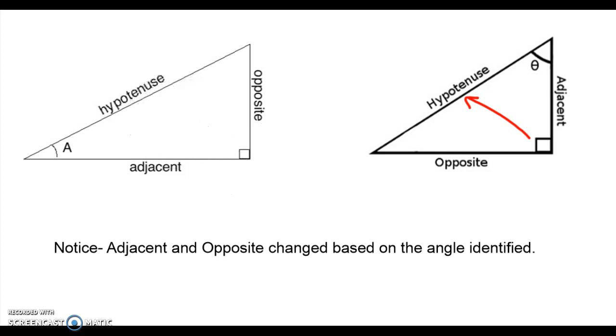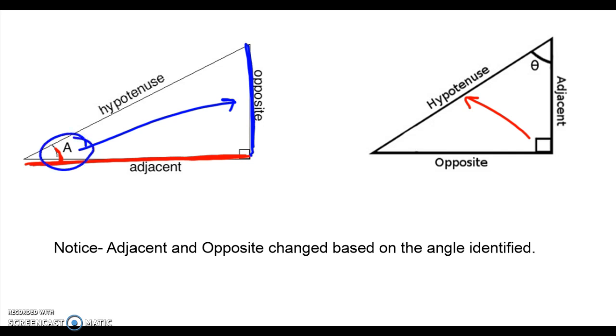Notice in this first example, we have angle A right here, and the adjacent side to angle A is the one that's right next to it. So it's the leg. Adjacent means next to. If we're talking angle A here, the adjacent leg would be this one right here. Now the opposite side seems kind of obvious, right? It's the one that's opposite the angle. That's if we're talking about angle A.